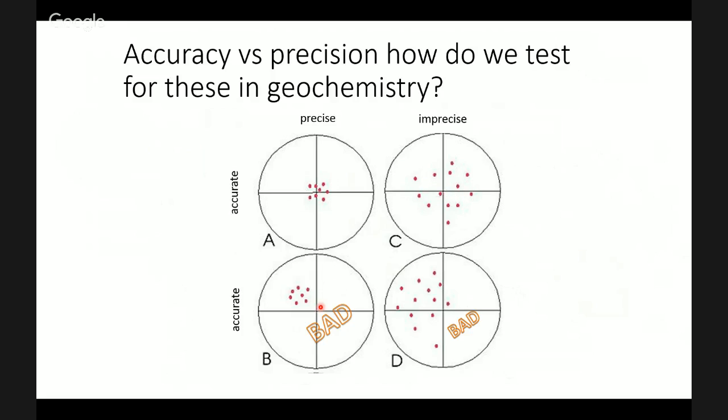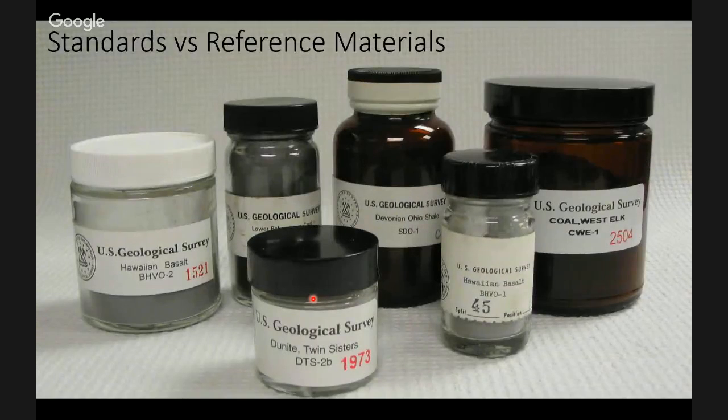Okay, what's really bad is if we start to not get the right number for something. Even if we're really precise, we might be precise but wrong. This is definitely bad because we end up making incorrect conclusions when we start doing this. So how do we check that we're getting the right number? One of the things that we can do is use reference materials.